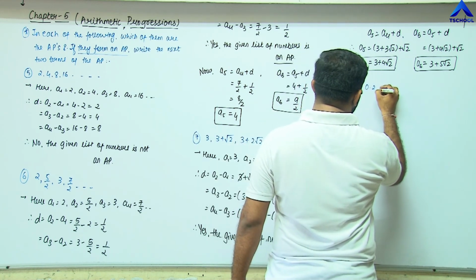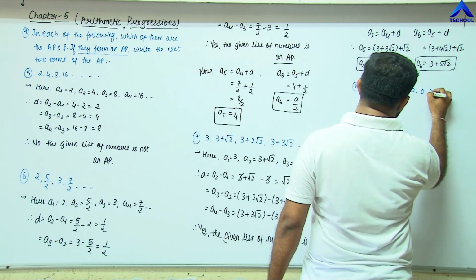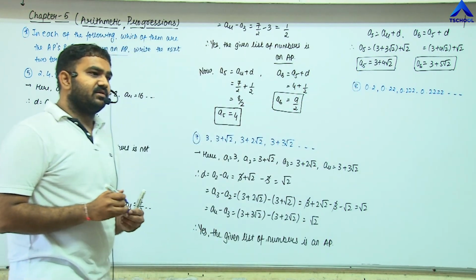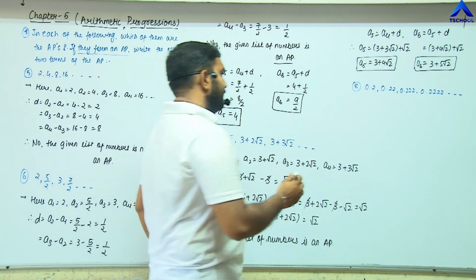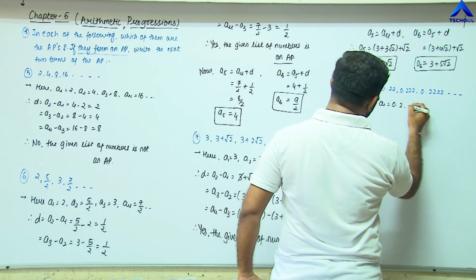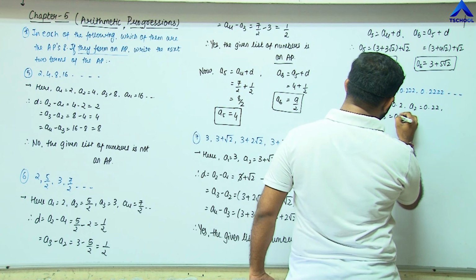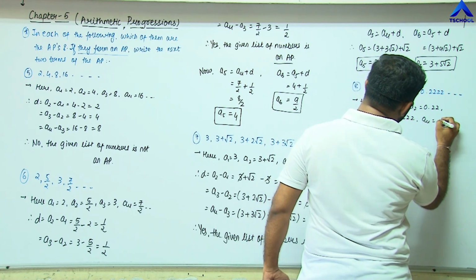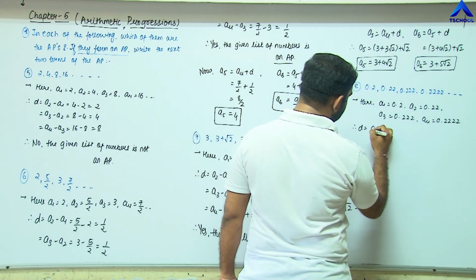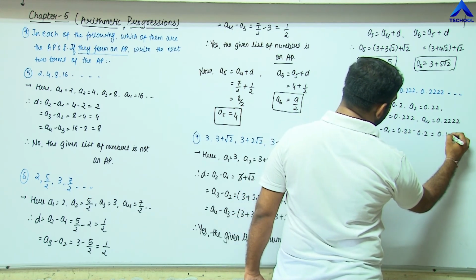That is 0.2, 0.22, 0.222, 0.2222 and so on. So that goes to the infinite sequence, right? Now finding out the AP here, we know that A1 equals 0.2, A2 equals 0.22, then A3 equals 0.222 and A4 equals 0.2222. Therefore the common difference, that is A2 minus A1, 0.22 minus 0.2, that is 0.02.